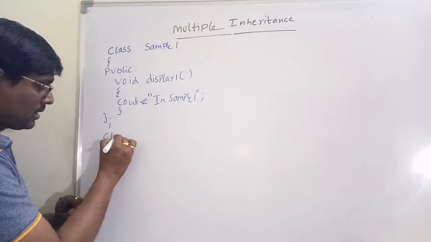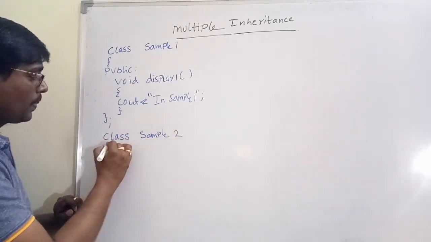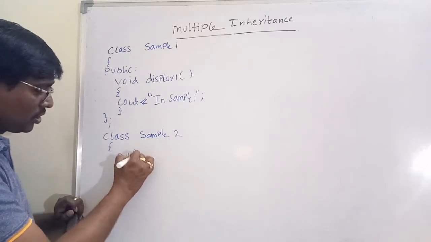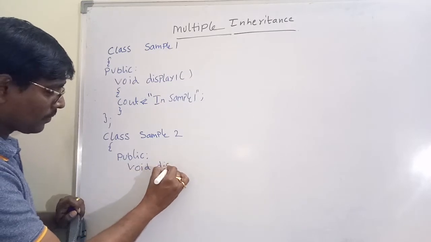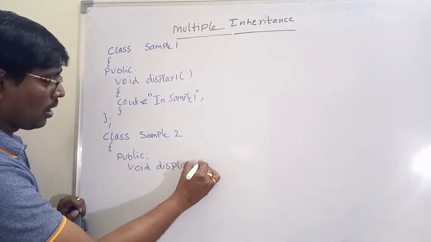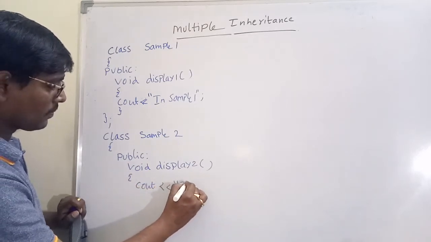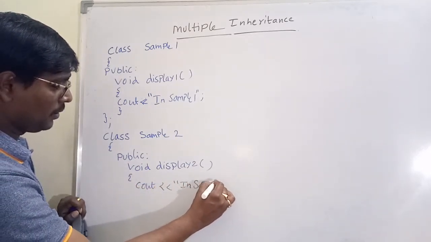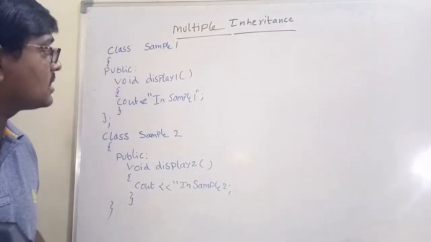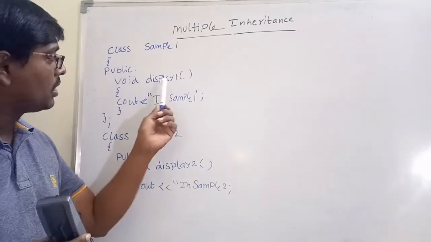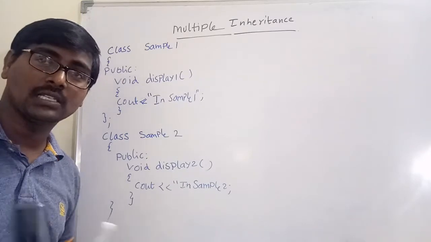Now take another class, class sample 2. In this also I declare a member function, public void display 2, with just a statement cout "in sample 2". Observe, here I am creating two classes, sample 1 and sample 2, with the methods display 1 and display 2. Actually there is no relationship between sample 1 and sample 2.